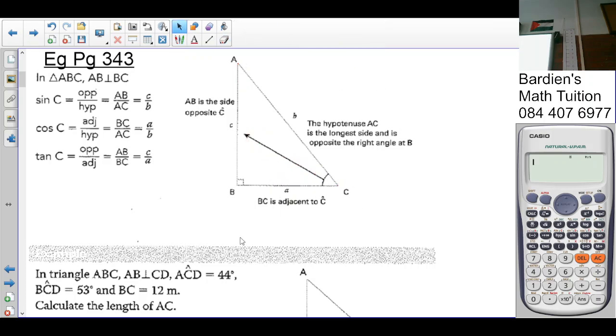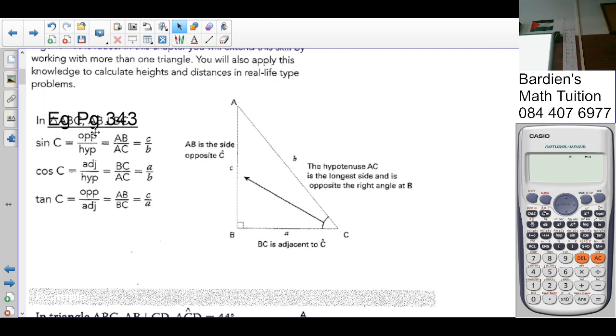Then cos of C is adjacent over hypotenuse, which is BC over AC, or a over b. And tan of C is opposite over adjacent, which is AB over BC, which is equal to c over a. Is this some refresher there?